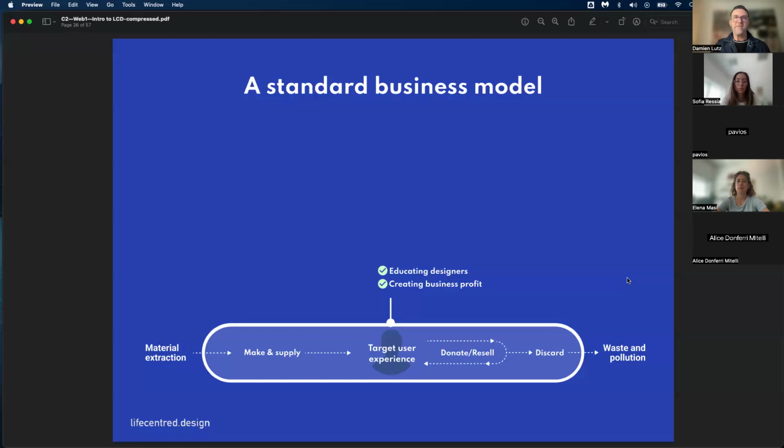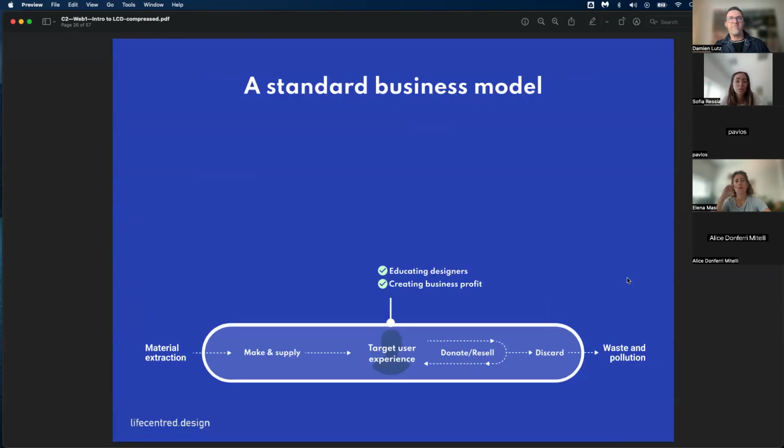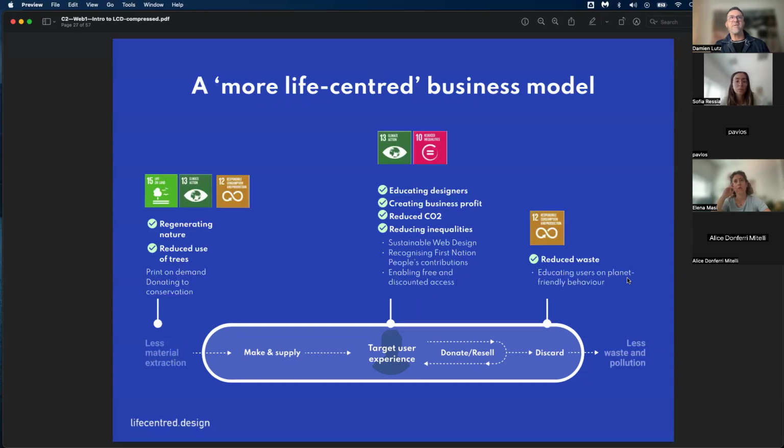But by applying life-centered design thinking, suddenly you've got all these other ticks, all these other values that come out of it. Regenerating nature through donating to tree conservation, reducing the use of trees by using print on demand. At the other end, reducing waste because I'm using things like behavioral design and teaching people how to keep the books out of waste. Educating designers about planet-friendly behavior, using sustainable web design so I'm creating less carbon, etc. So suddenly I'm shifting from a little business that has a little bit of value just for myself and my users to creating value for the planet and more people as well.